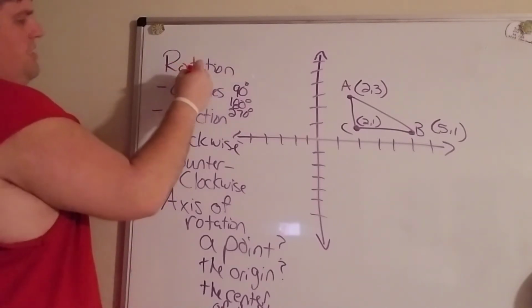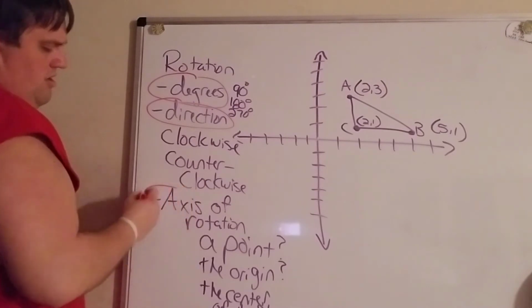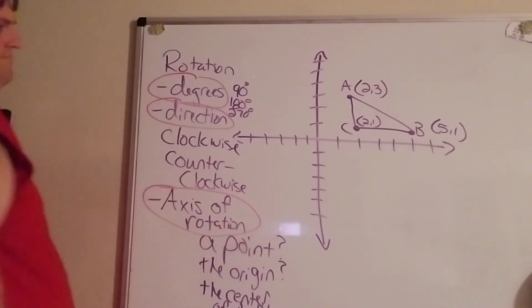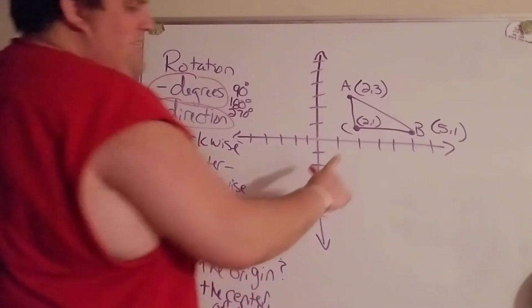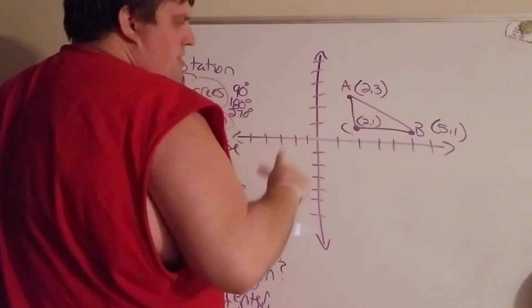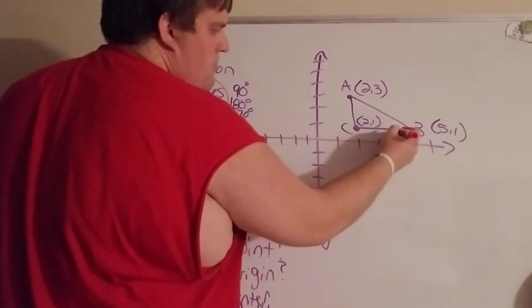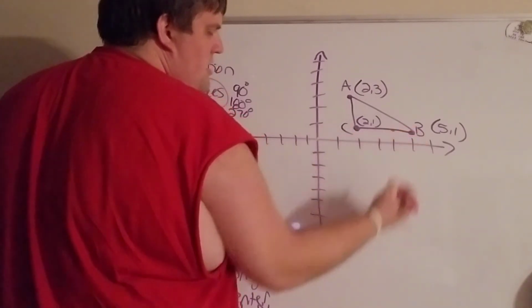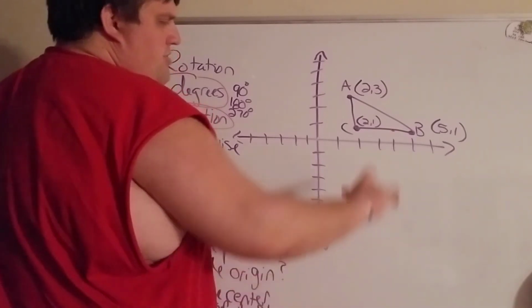How many degrees? What kind of direction? What's the axis of rotation? So let's say I was going 90 degrees clockwise, and we went around point C. So the key with if it has a point is that it will still share that point no matter what. Here's what I'm talking about here.